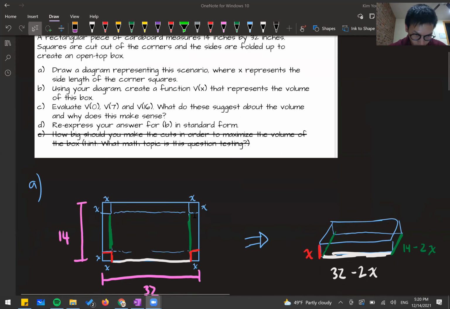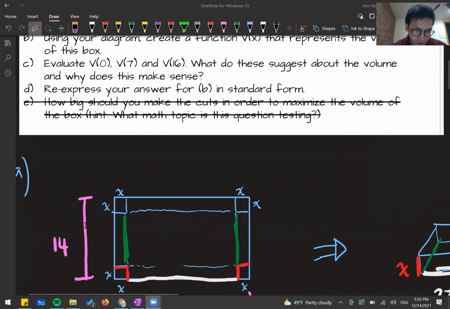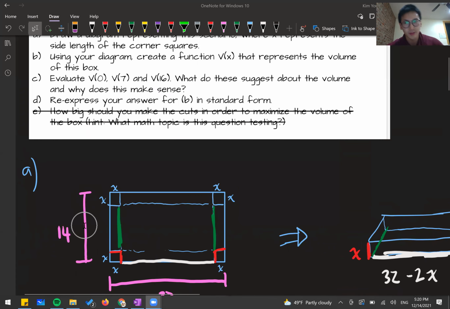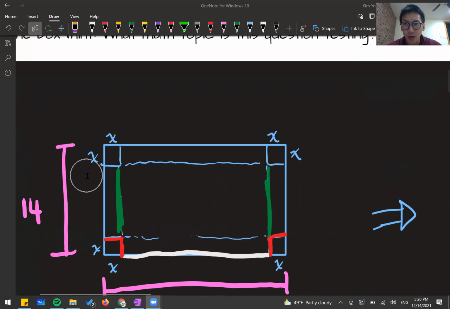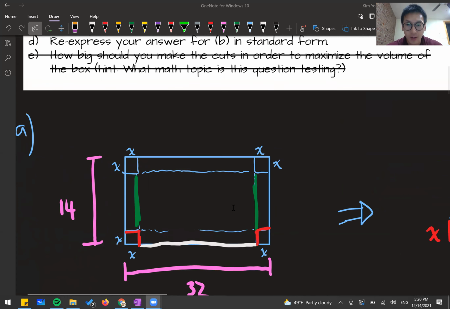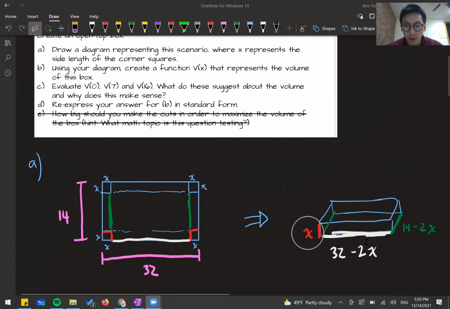Okay, so here, like I said, this total piece, I'm going to call this vertical piece the length. So the length is 14 before cutting, and the width is 32. But after you cut this and fold it, pay attention to the colors. You are going to get this box, and the length of this box is not going to be 14. It's going to be this green thing, and this green thing is going to turn out to be 14 minus 2x.